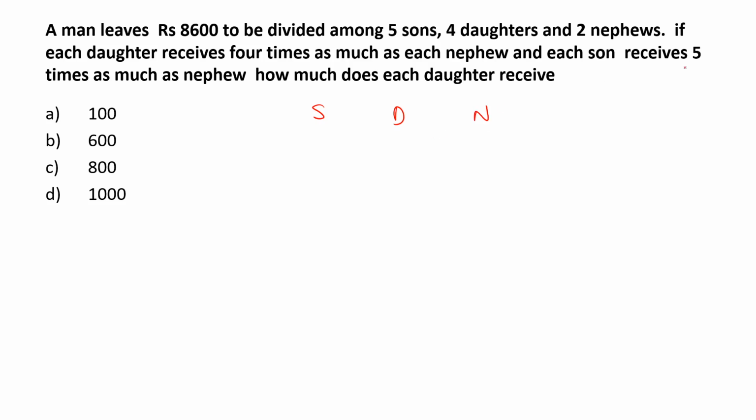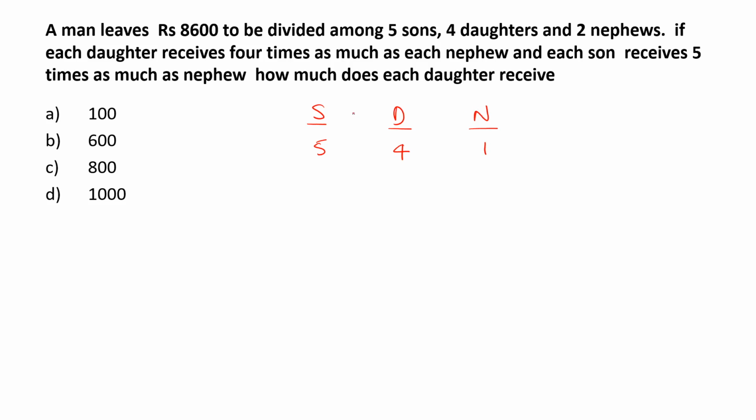Okay. Just observe the statement given in the middle portion of the question. If each daughter receives 4 times as much as each nephew, the daughter is getting 4 times what the nephew gets. Let us assume that each nephew is getting 1 rupee, then each daughter would get 4 rupees. And each son receives 5 times as much as a nephew, that is, if the nephew is getting 1 rupee, then the son will get 5 rupees.